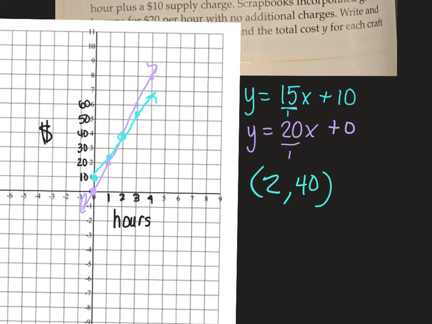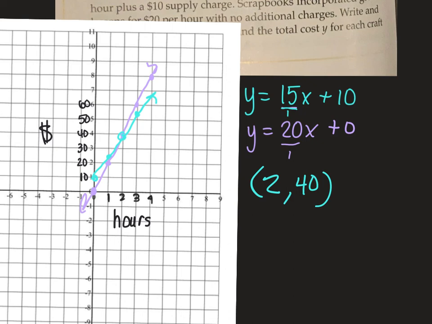Then they wanted us to say what that meant, to interpret the solution. Well, remember that this was one craft store giving scrapbooking lessons, and this was a different craft store. They were charging one price, and they were charging another price. So here's where the two meet. Any ideas what that means?